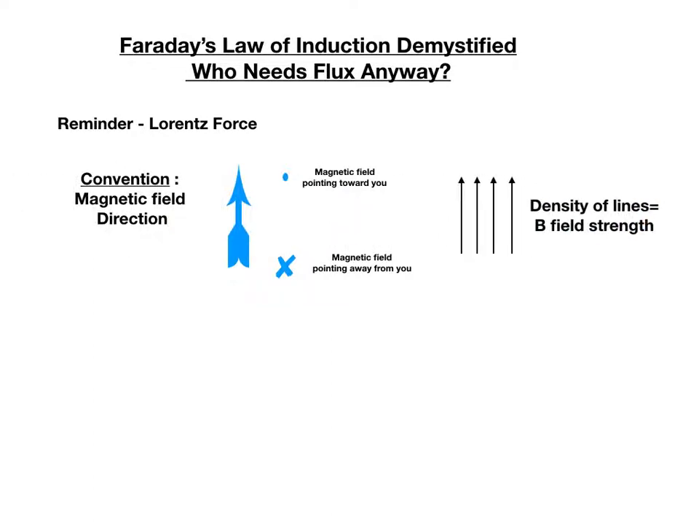The field line density represents the strength of the field, so the arrow representation gives you both the intensity and the direction of the magnetic field everywhere in space. Here's an example of a region with a magnetic field that's pointing away from you, and here's an example of a magnetic field that's pointing towards you.